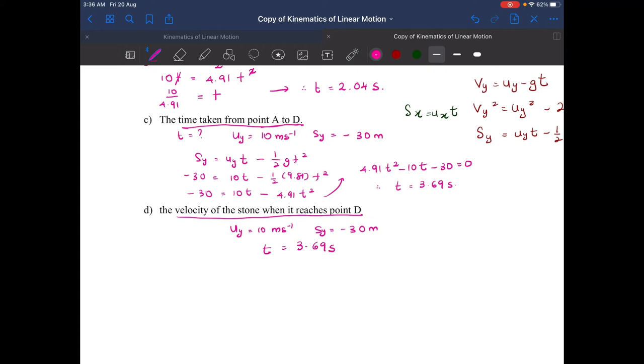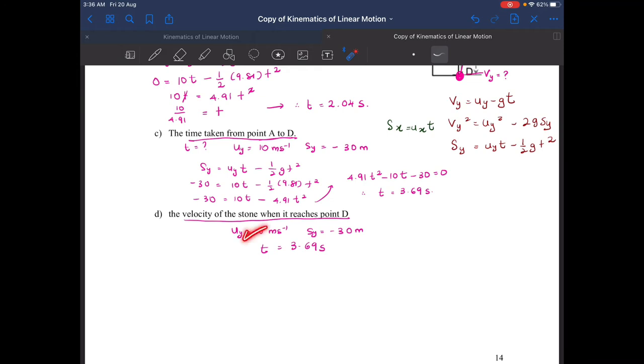Okay, so kita nak cari Vy pula. So tak ada masalah sebab semua kita ada: Uy ada, Sy ada, T ada. So boleh je guna formula mana-mana. But for me, I like to use this one sebab senang je. Nak guna ni pun boleh. So dia nak V, so masukkan. We will get your answer to be negative 26.27 ms negative 1.